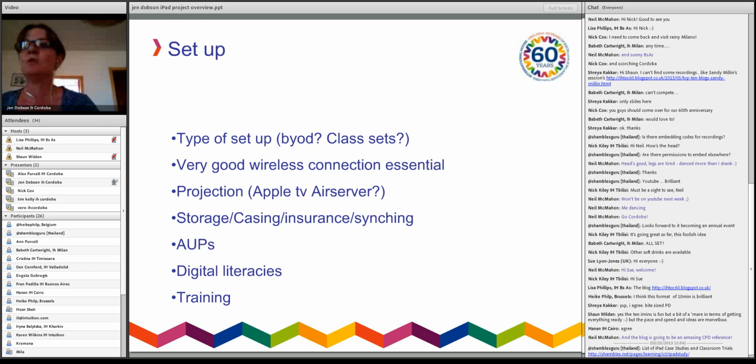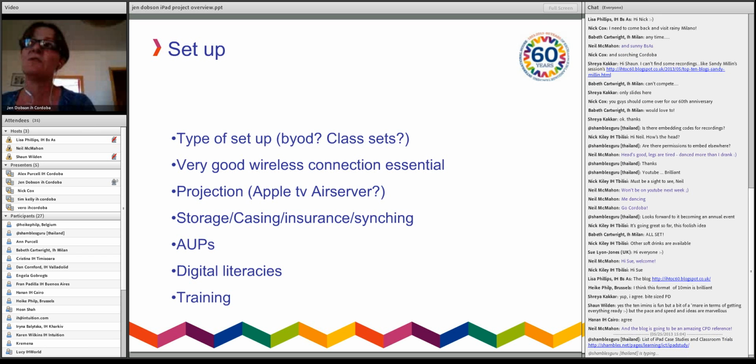Wireless connection, which people have probably experienced, is essential. At the moment we have a very good one, and we're working on using 2, so the teachers will be on 1 wireless and the students will be on another one. The projection, how to project.